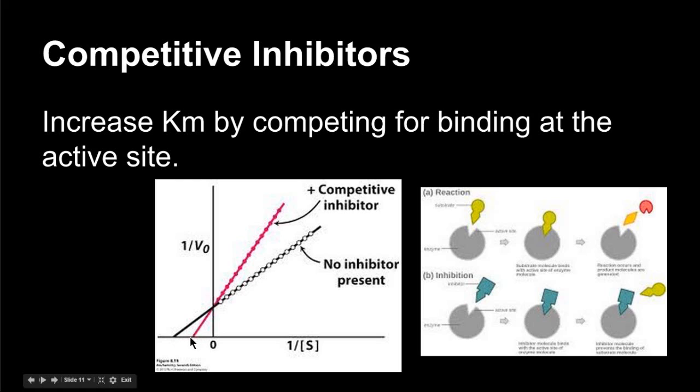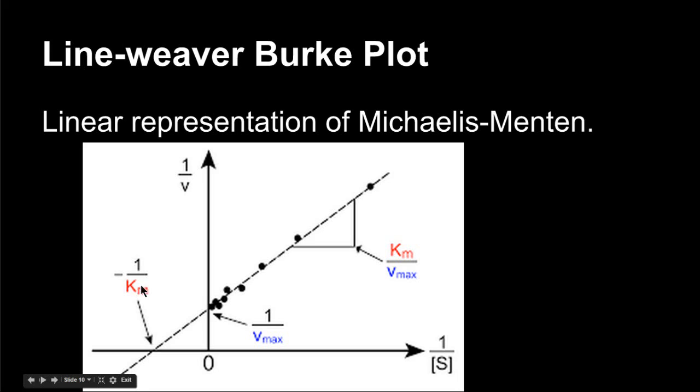So you'll see that the competitive inhibitor is going to get closer and closer to 0 because it has a bigger Km. When you plug it into that equation, you have a bigger and bigger Km here, and it's going to push this line closer and closer to 0.